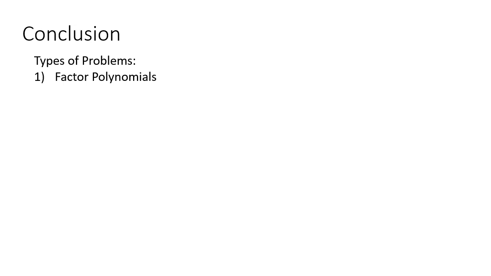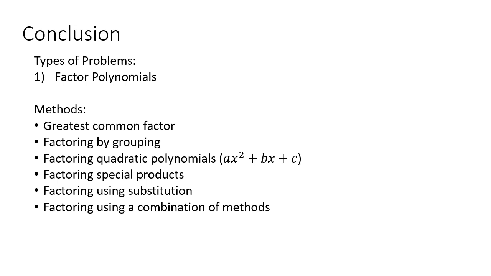All right, and so that is it for section P5. In summary, the types of problems in this section is just factor polynomials. That's it. The difficulty of this section comes from the fact that we have a lot of different methods that we use to accomplish that goal. And you have to learn when each method is appropriate, and the more of these problems you work, the more patterns you'll start to spot.